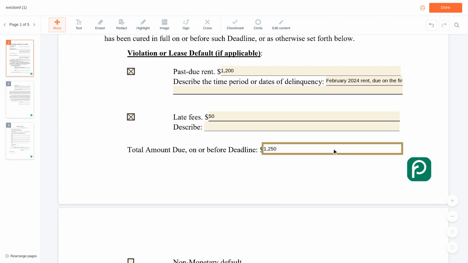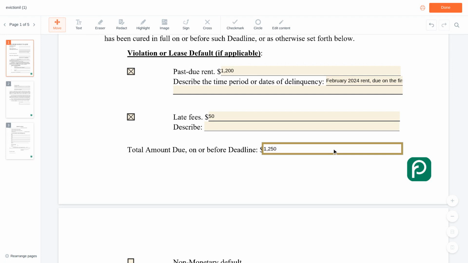Now, here's something really important about partial payments. If a tenant pays some, but not all, of the rent owed during that notice period, the notice is not automatically invalidated, as long as the payments don't add up to the full amount demanded by the end of the notice period. So partial payments alone won't cancel your notice.